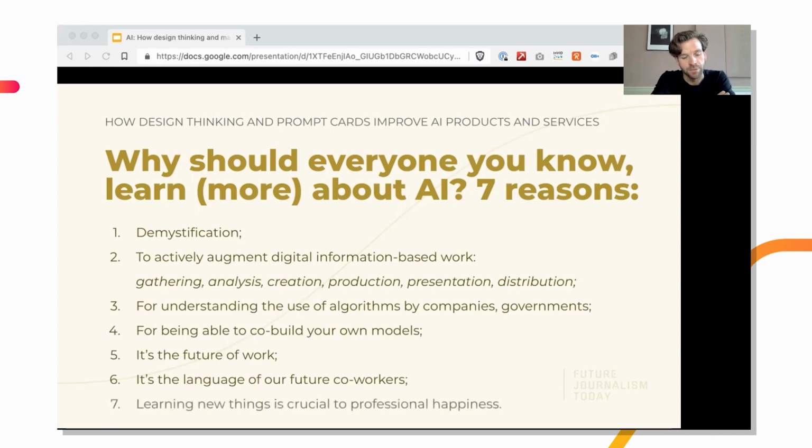And 7th, which I just learned, that learning new things is crucial to professional happiness. So obviously, you don't have to learn AI as the only new thing, but learning new things brings you professional happiness, and AI could be one of the new things you might be learning this year.